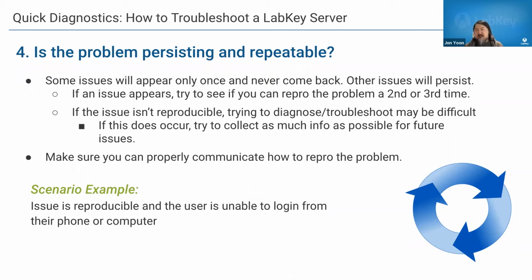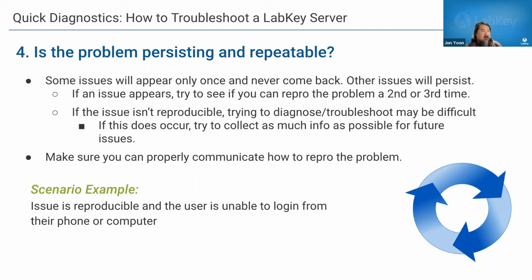So if an issue appears, try to see if you can reproduce the problem again a second time or even a third time, depending upon what you're doing. If the issue isn't reproducible, do your best to just diagnose the problem by collecting as much information as possible. It may be difficult because obviously, let's say an error comes up and you didn't have time to screen capture it or copy paste the information, try your best to just put down what exactly happened before the error message or before that problem. And maybe that problem might come up again in the future. And by then you might be able to actually say, hey, I ran into that before. I wonder what happened this time.